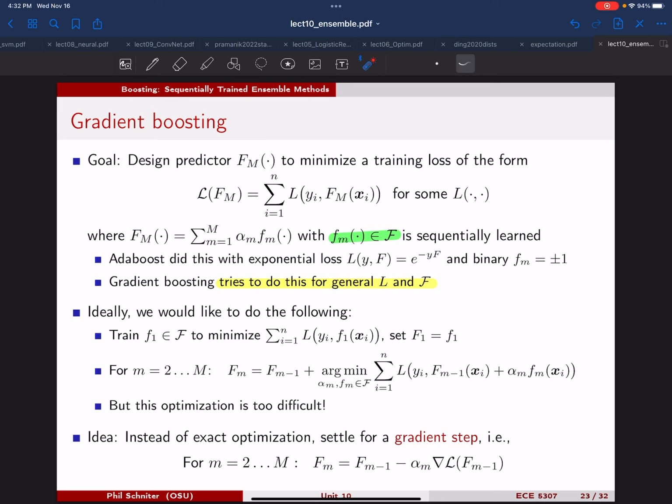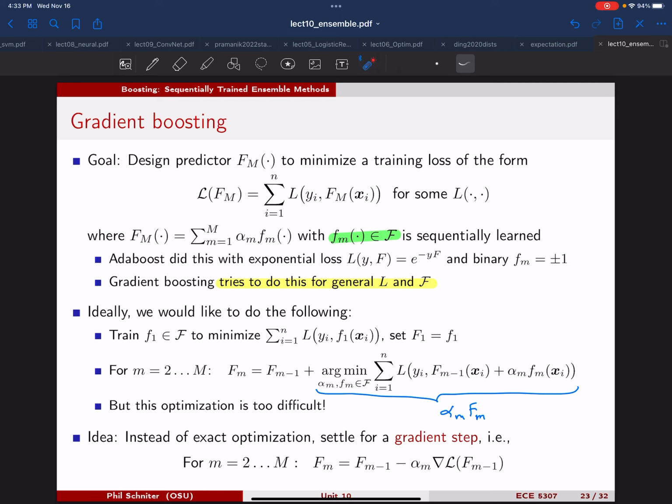And so ideally, this is what we'd like to do. So we're going to first train our first base classifier to minimize the loss as usual, and then we'll initialize our first boosted classifier with the base classifier. And then for the remaining base classifiers, we're just going to add on to our last boosted classifier this thing, which is going to be our alpha m FM.